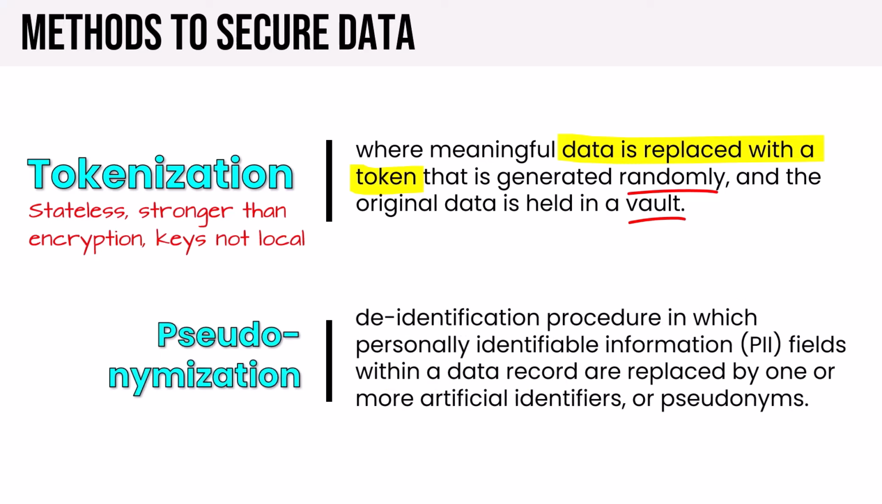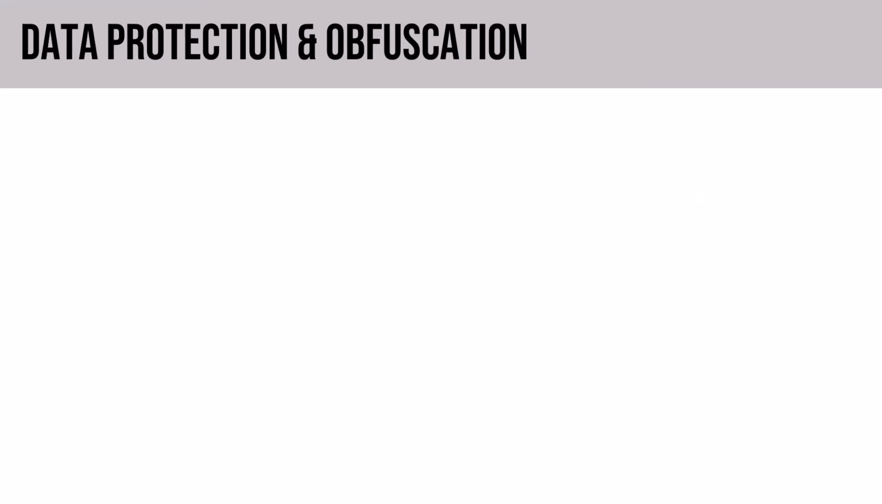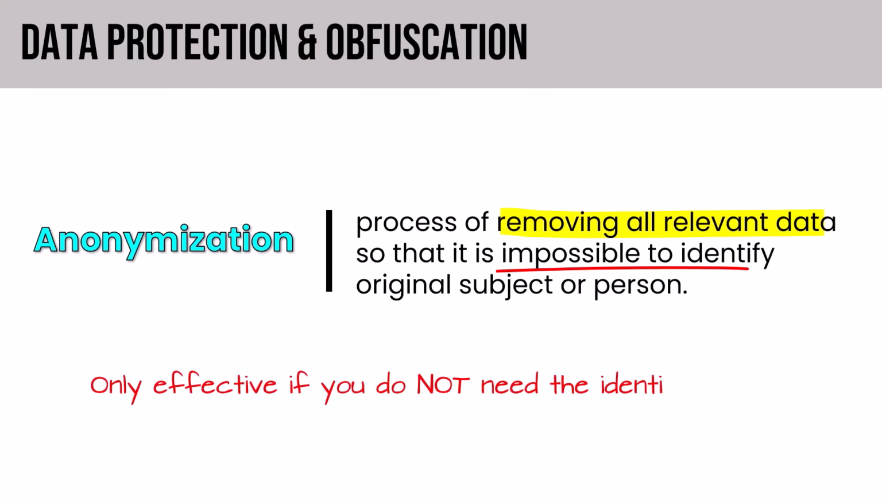And then we have pseudonymization, which is a de-identification procedure in which personally identifiable information fields within a data record are replaced by one or more artificial identifiers or pseudonyms. Reversal requires access to another data source. Next, we have anonymization. This is the process of removing all relevant data so that it is impossible to identify the original subject or person. This is only effective if you do not need the identity data.